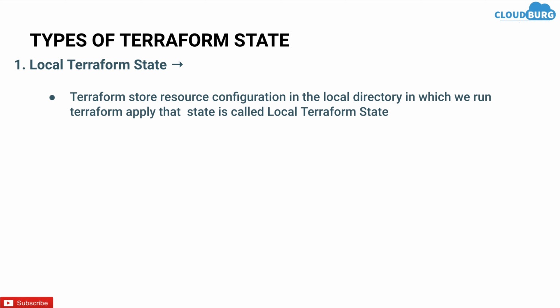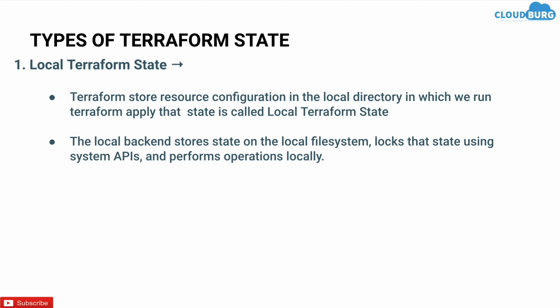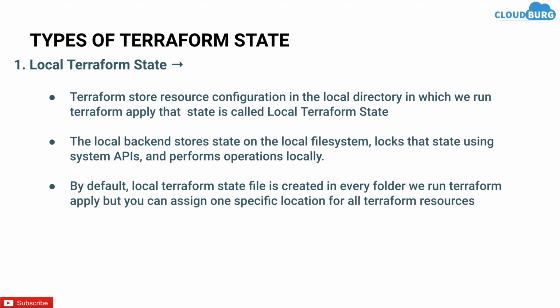So suppose I'm going to create any resource using Terraform, then Terraform will automatically create one state file in that particular folder, which will have the state of that particular resource. The local backend stores state on the local file system, locks that state using system APIs and performs operations locally. By default, a local Terraform state file is created in every folder we run apply, but you can assign one specific location for all the Terraform resources.